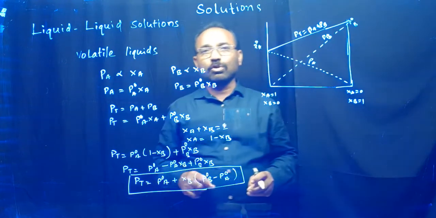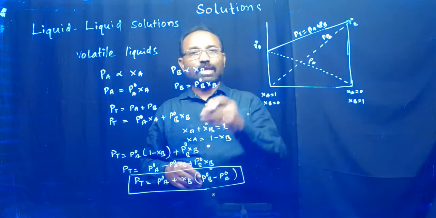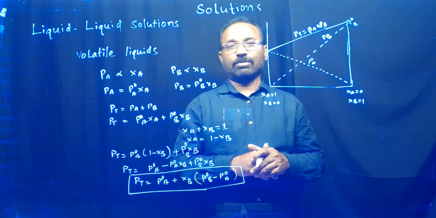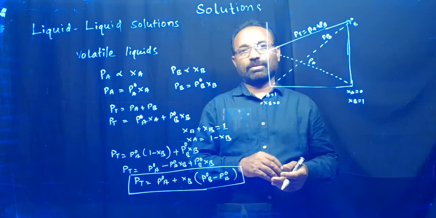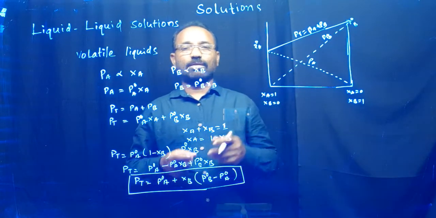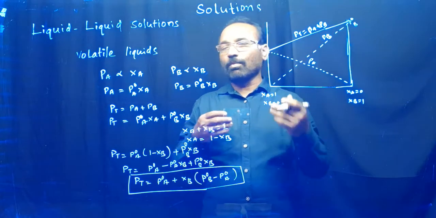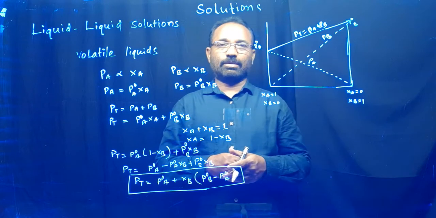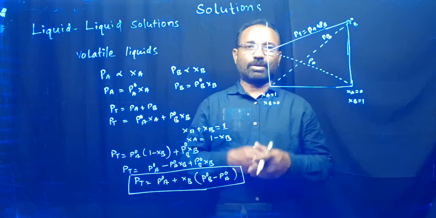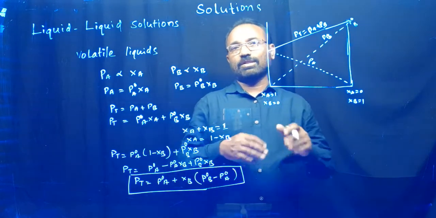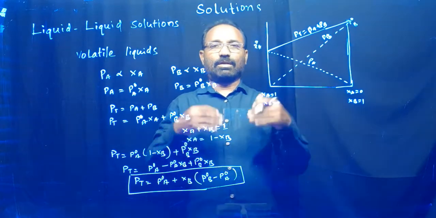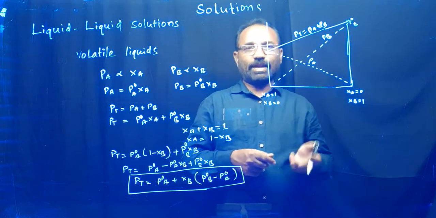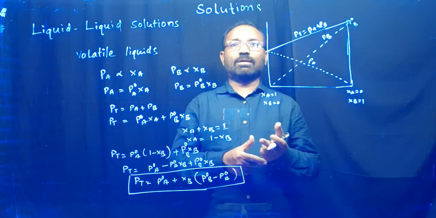So if any solution obeys this equation, the solutions are called ideal solutions. So what are ideal solutions? The solutions which obey Raoult's law are called ideal solutions. The solutions which do not obey Raoult's law are called non-ideal solutions. In the next class, I will explain ideal and non-ideal solutions.